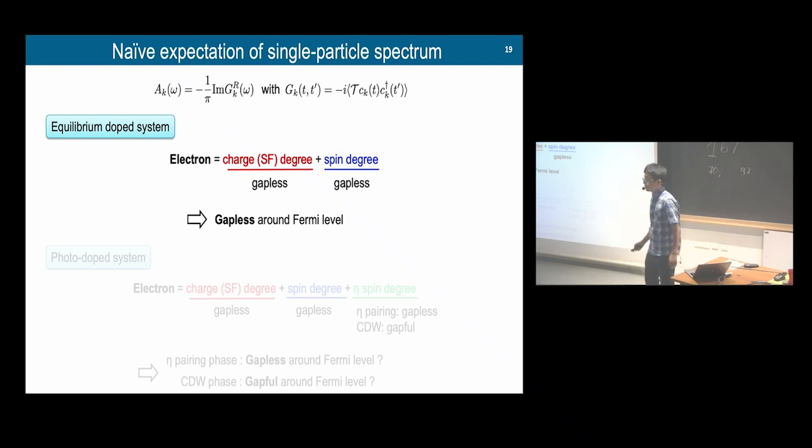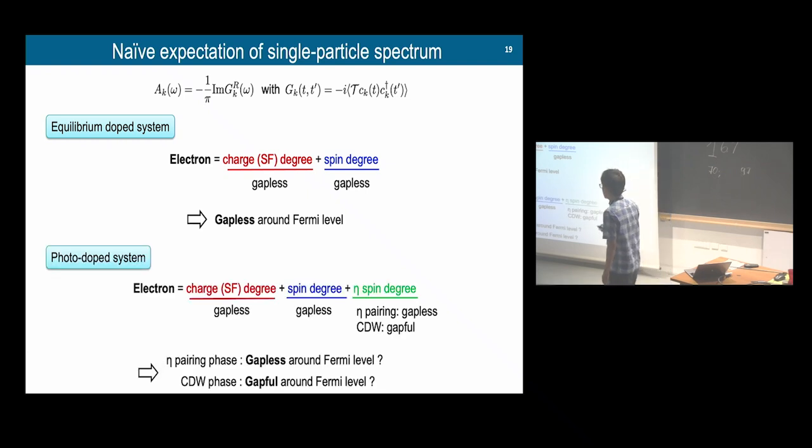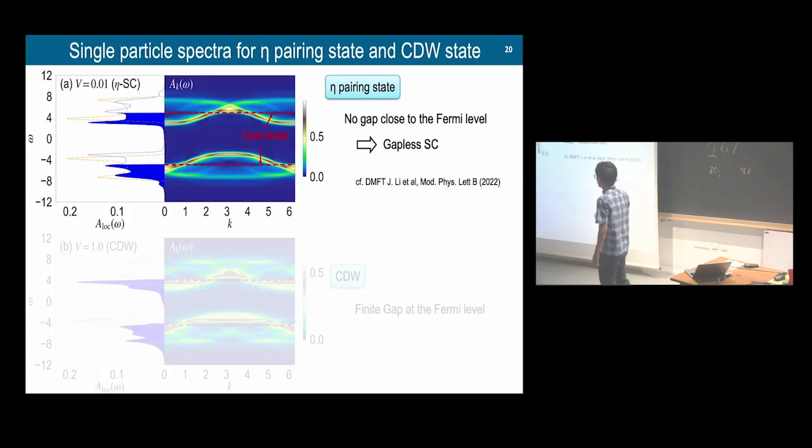On the other hand, in the case of the photodoped system, one electron can be regarded as a combination of charge, spin, and eta spin. The former two are gapless, and the eta-spin part is gapless for the eta-pairing phase, and gapful for the CDW phase. So we can naively expect that in the eta-pairing phase, we have gapless excitations around the Fermi level. On the other hand, in the CDW phase, we have a gap around the Fermi level. And we can actually confirm this conjecture as well using numerical techniques.